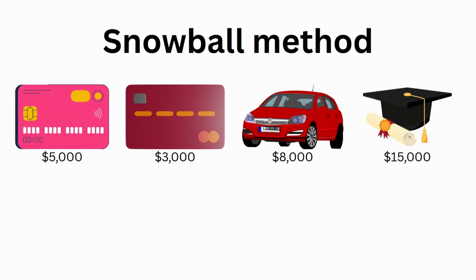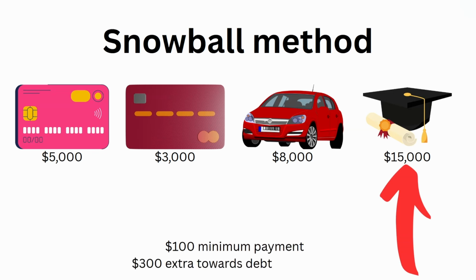So you continue attacking that debt with the $300 plus the $100 that you are using, while paying the minimum on all the other ones. But this one, you're paying the extra $300. So you're paying $400 every month, and you continue doing that until all that debt is paid.